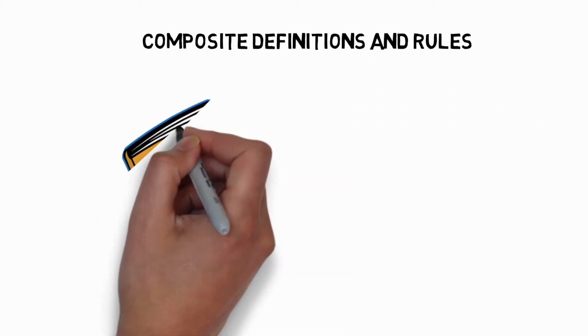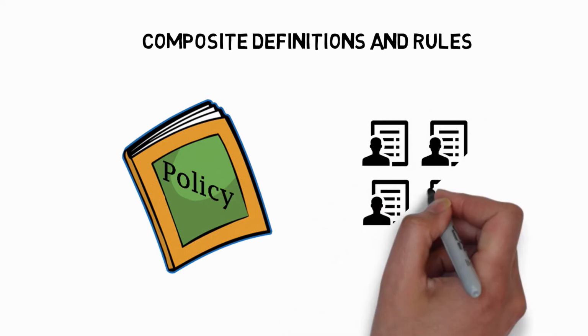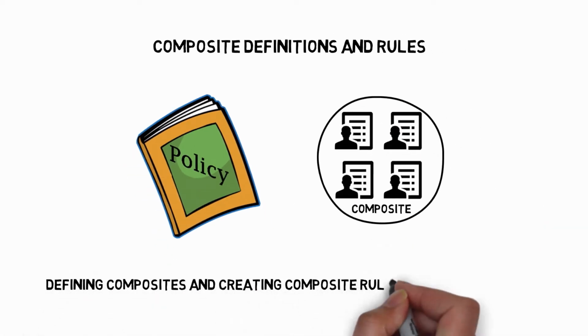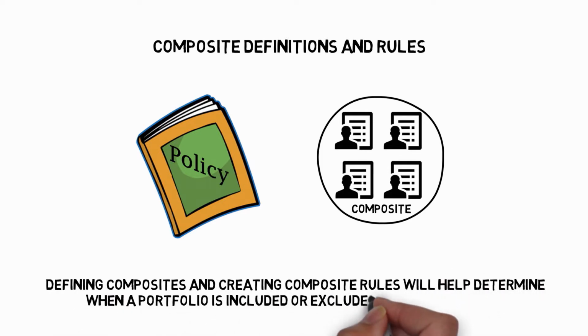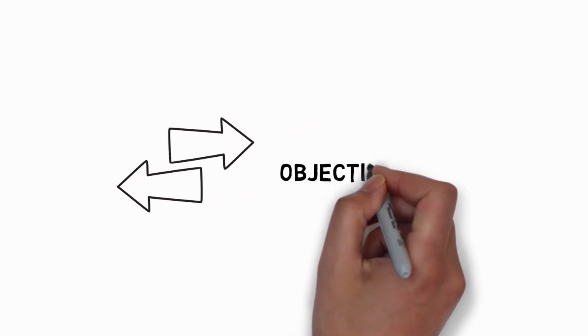Composite definitions and rules. Firms must create policies to ensure that portfolios are placed in the appropriate composite for the correct time period. Defining composites and creating composite rules will help determine when a portfolio is included or excluded from a composite. The timing of the portfolio movement in or out of composites must be based on objective criteria that is outlined in this section of the firm's GIPS P&P.